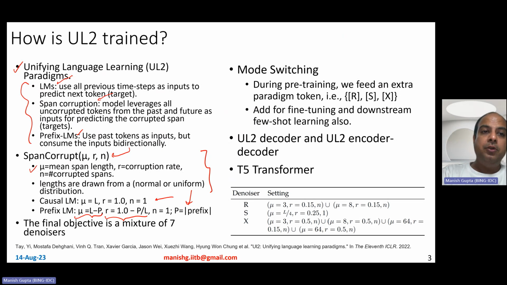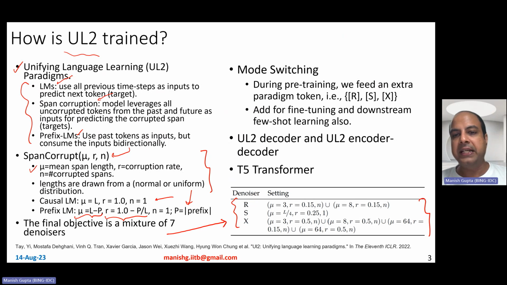So the final objective in UL2 makes use of this span corruption function, and the final objective is a mixture of 7 different denoisers, which have been obtained from these three different types, R, S, and X, with different settings for mu, r, and n. Okay, so it is as simple as that.